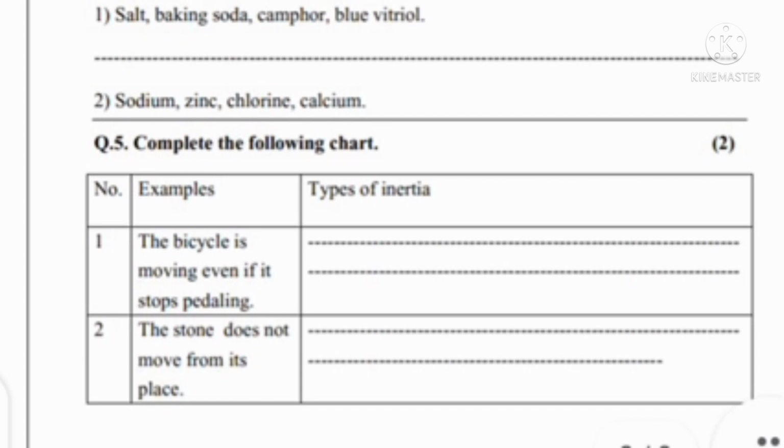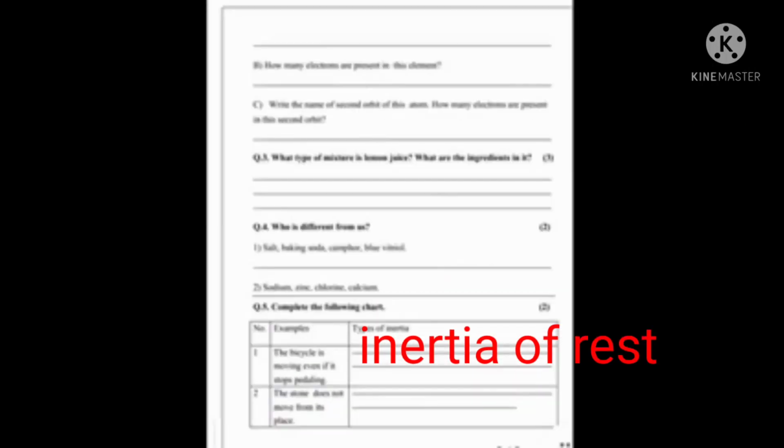Examples and types of inertia we have to note down. The bicycle is moving even if it stops pedaling. So answer is inertia of motion. The stone does not move from its place. The answer is inertia of rest.